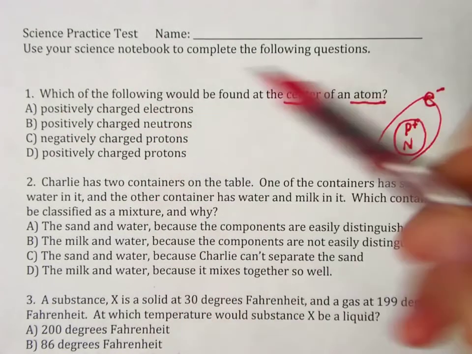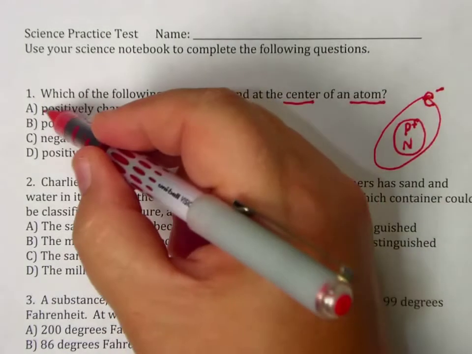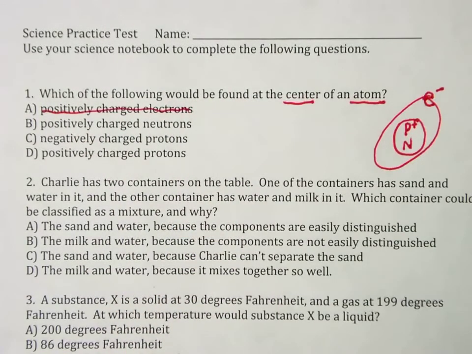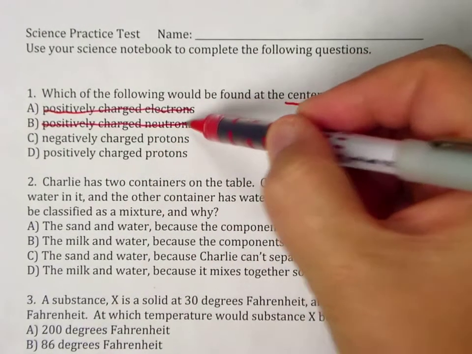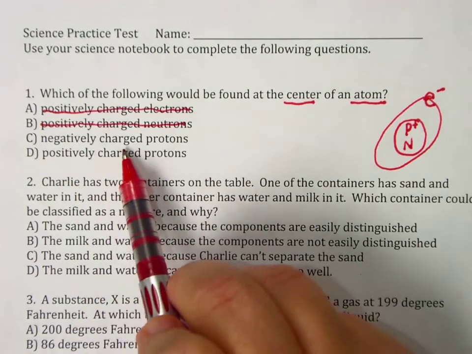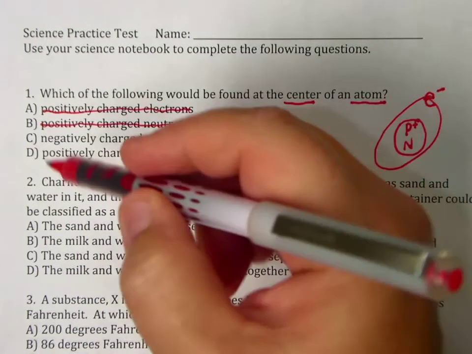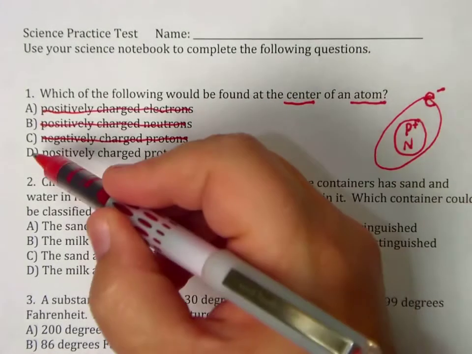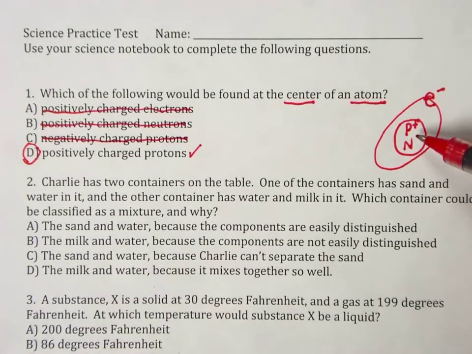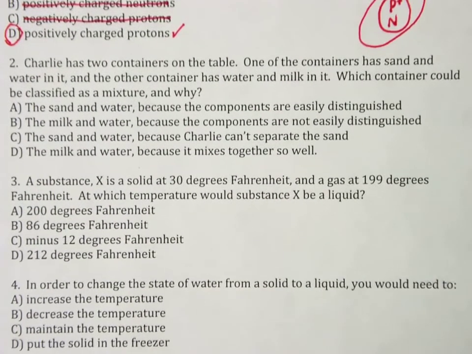Positively charged electrons. Well, let's look. There's a positive charge, but it's a proton, so A is incorrect. Positively charged neutrons. Well, there's a neutron, but the neutron is not charged. He does nothing, so he doesn't have a charge. Negatively charged protons. Well, it is a proton, but protons are not negatively charged. Protons are positively charged, so that makes D the correct answer. Positively charged protons. Okay, let's go on to number 2.